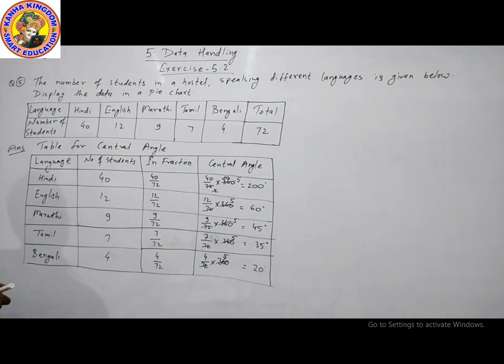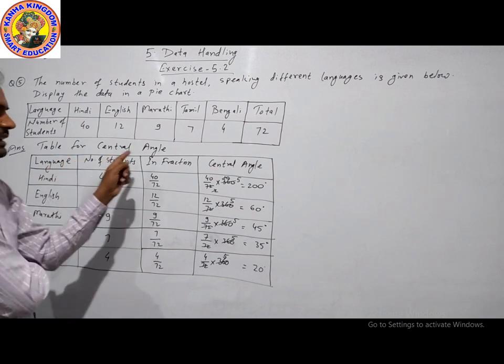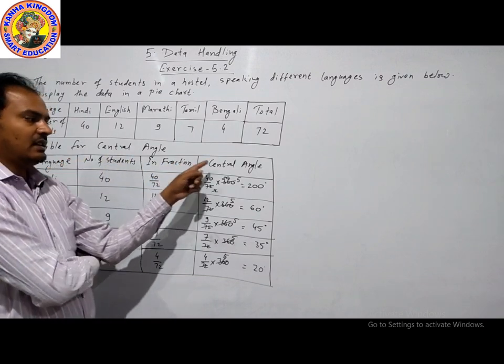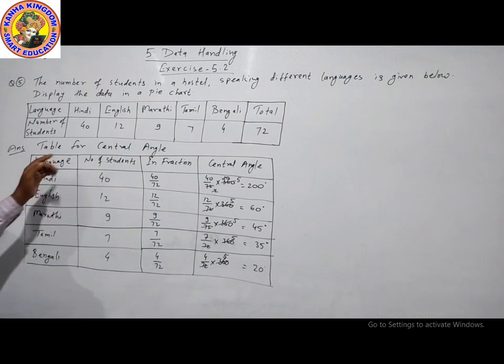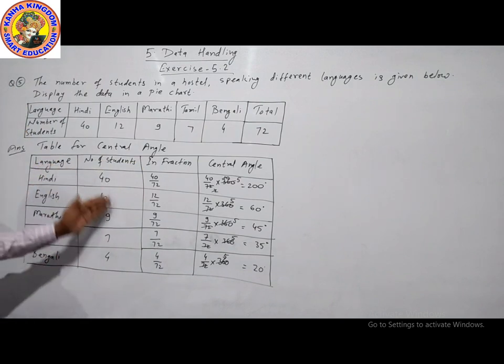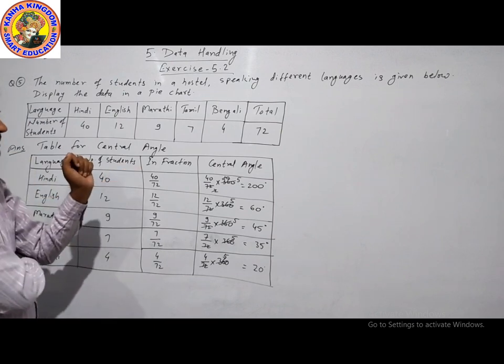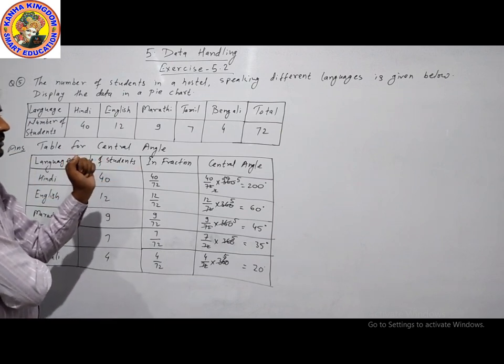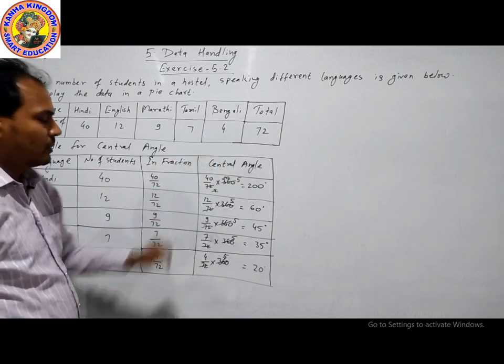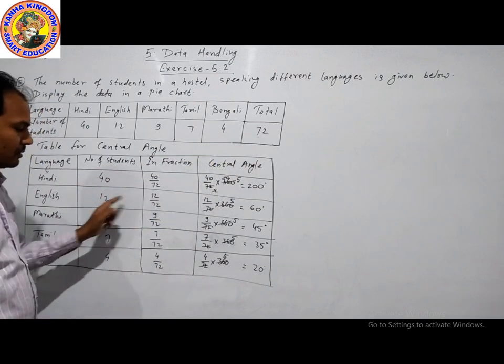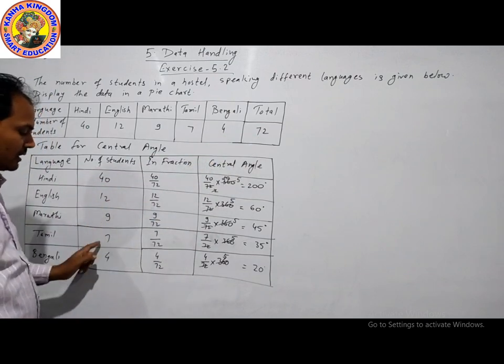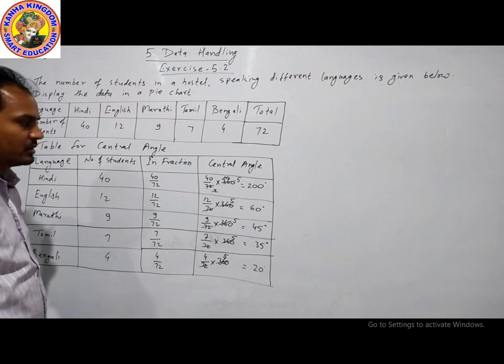Let's begin from this. First of all, we draw a table for central angle. In first column, we write down language, number of students, fraction and central angle. Here are the languages and students which are given in the question. Now in fraction, how to convert these numbers into fractions? We will divide by total. 40 upon 72, 12 upon 72, 9 upon 72, 7 upon 72 and 4 upon 72.